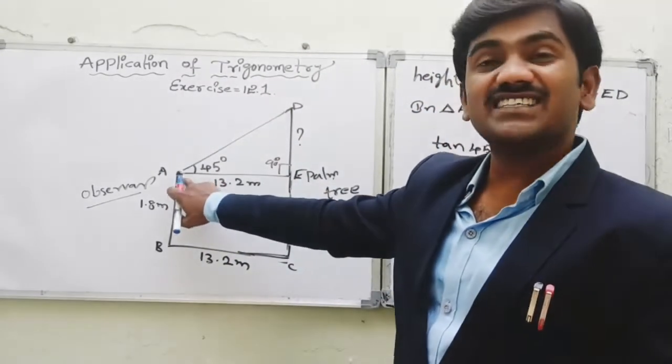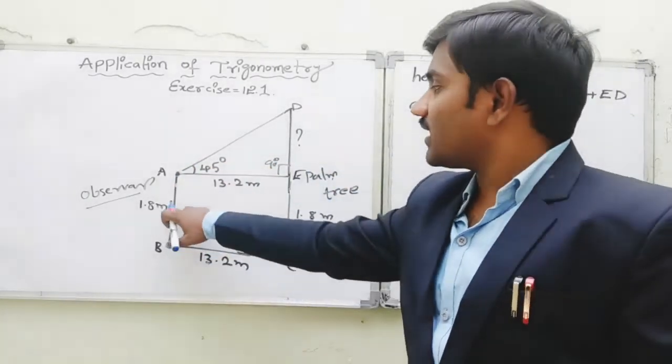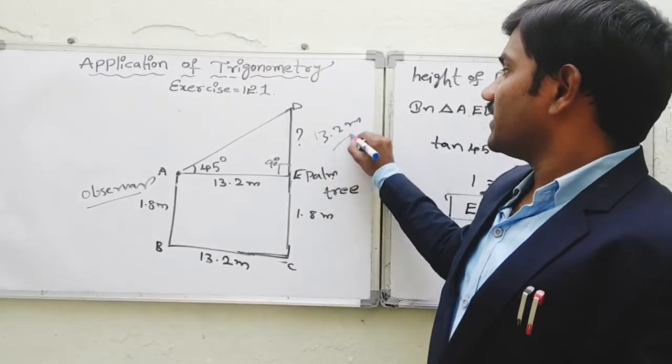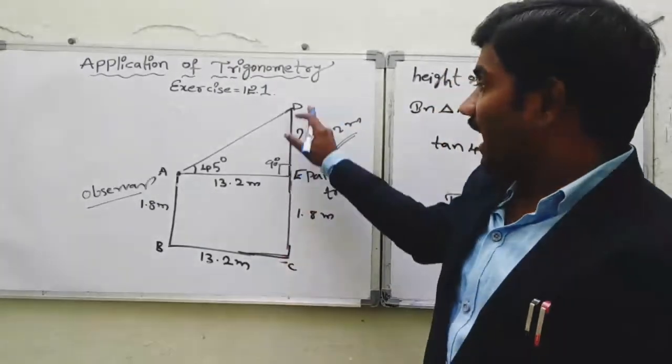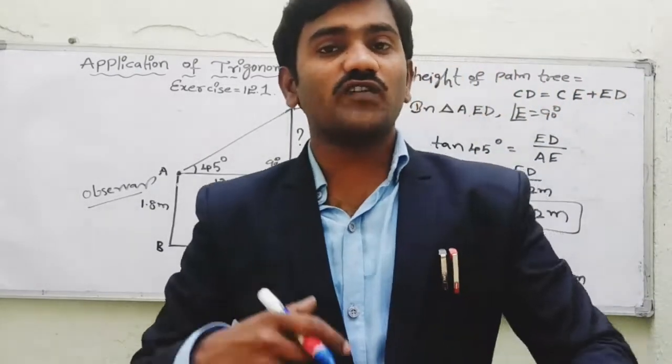He is observing from his eyes with the angle of elevation 45 degrees. So this both will be equal and this both are equal. Only we need to find out this, that is 13.2 meters. Finished. Now the complete height of the plant tree is CE plus ED, that is equal to 15 meters. So let's go for the next question now.